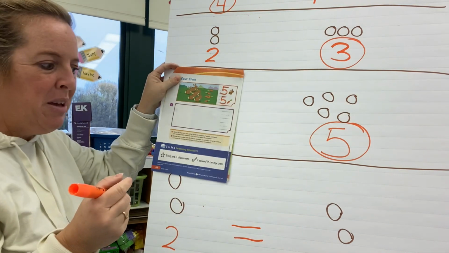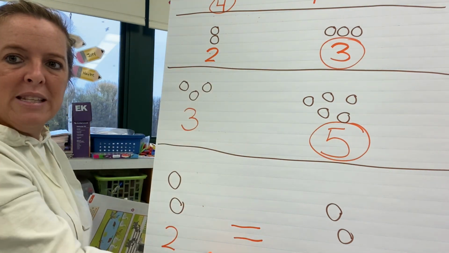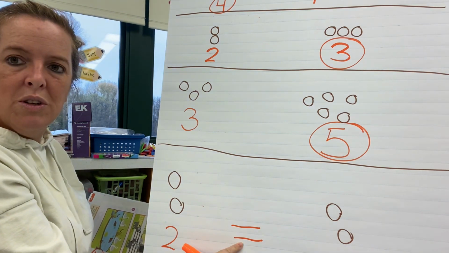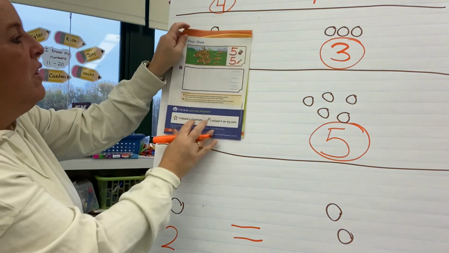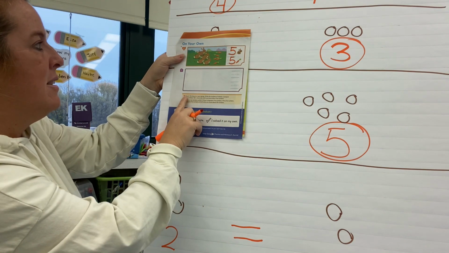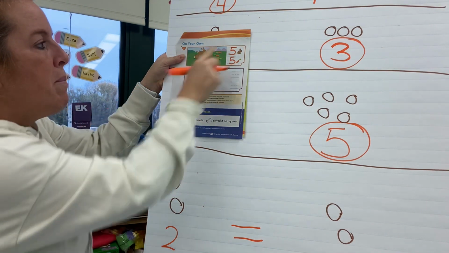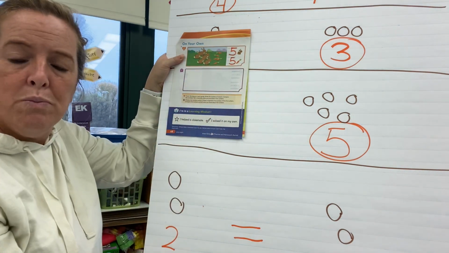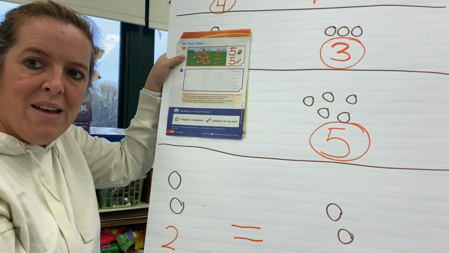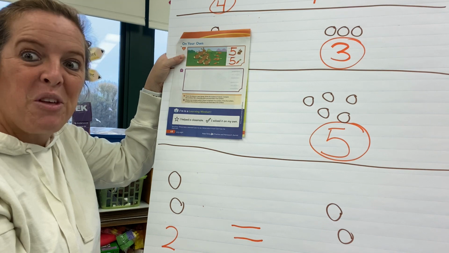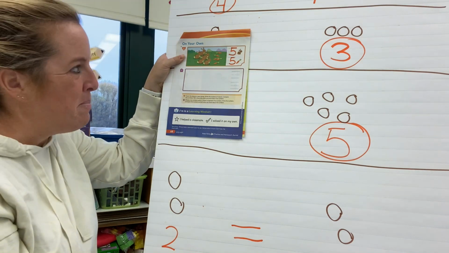Ooh, what do you notice about those numbers? They're the same. Do you remember over here when they were the same, what the word we used? Equal. So now it says up to 6. Tell the classmates what you know about these numbers. So tell me right now, what do you know about 5 and 5? They're equal. They're the same.